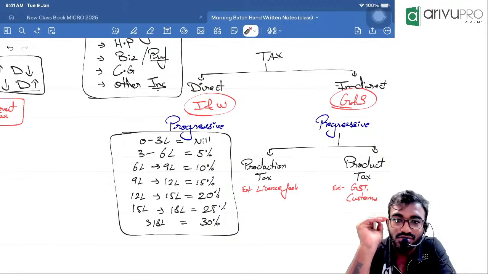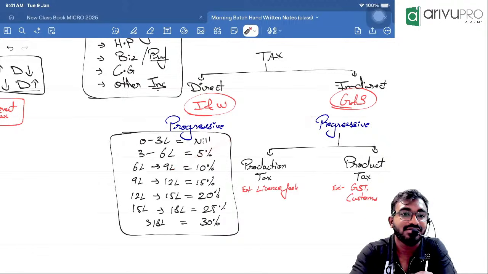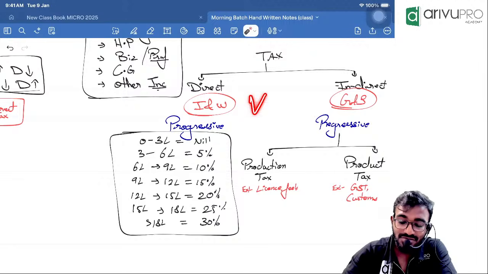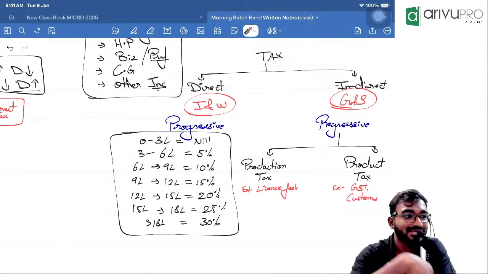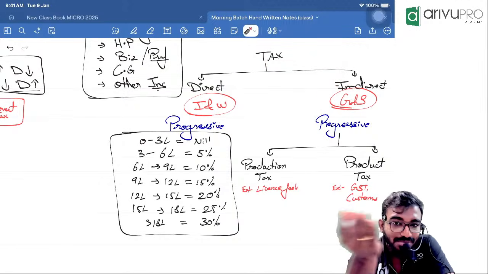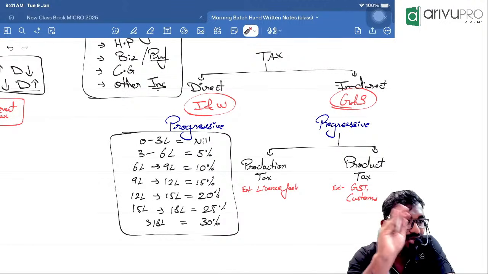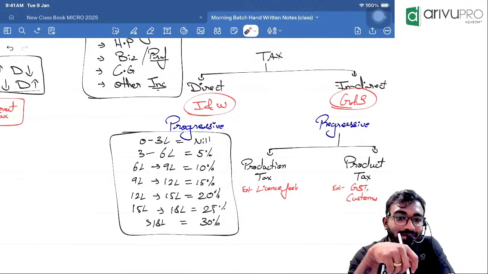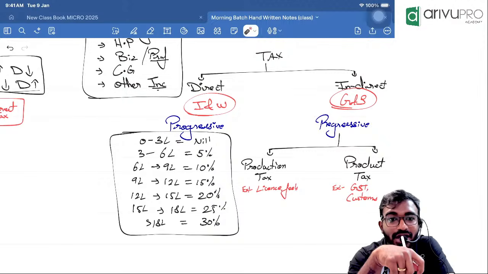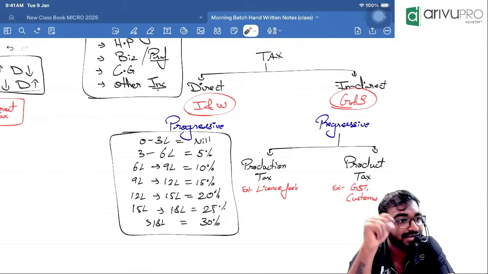There are certain goods still not under the GST system. They are still under the old tax system called value added tax, the VAT system. See, many people don't even know this. Petrol is not under the GST scheme. Petrol is still under the VAT. Petrol, diesel, kerosene, oil items, all are under the VAT scheme.